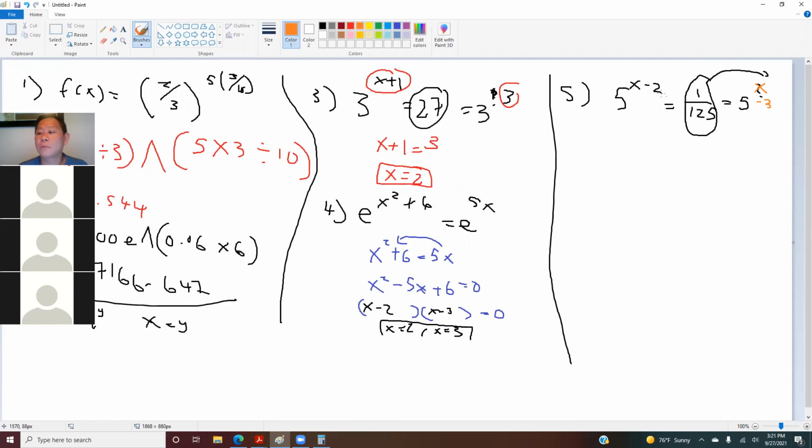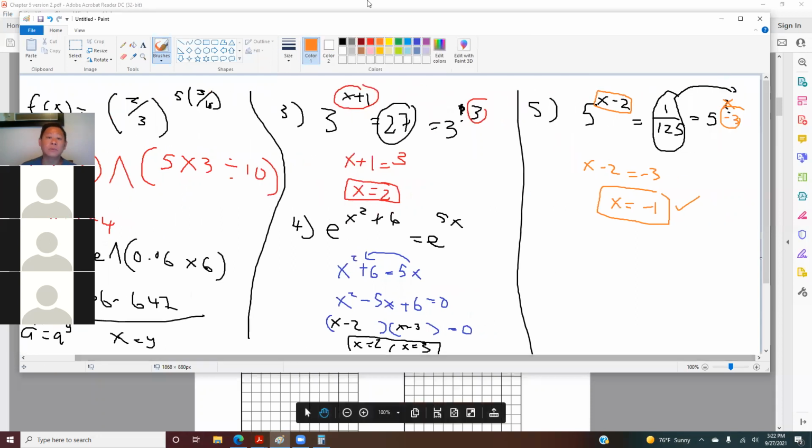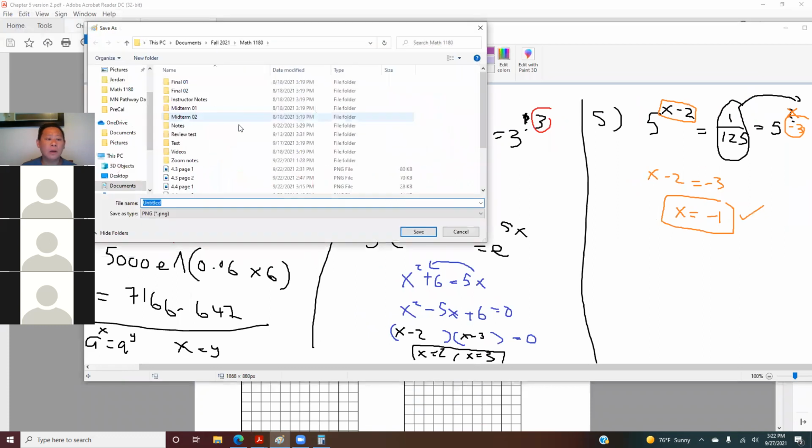Now we have the same base, so you take the powers and make them the same. So x minus 2 equals negative 3. What is x in this case? Negative 1, yep, that's how we do this question. This is not tough, right? As I mentioned, make sure you know a little bit of exponents, like 27 is 3 cubed, 125 is 5 cubed. If you see 1 over it, you just make it negative, like what I just did in number 5. It's pretty much a straightforward type of question. I'm going to do a little bit more, and then we'll stop.